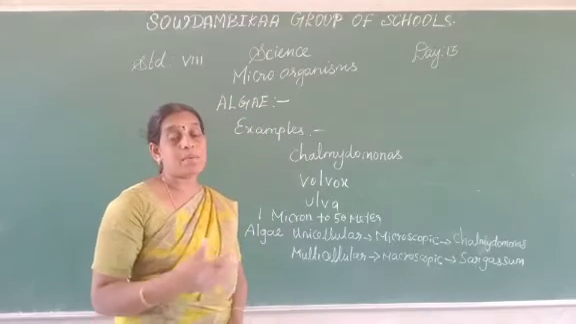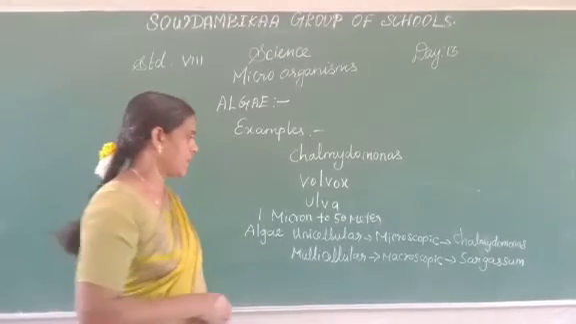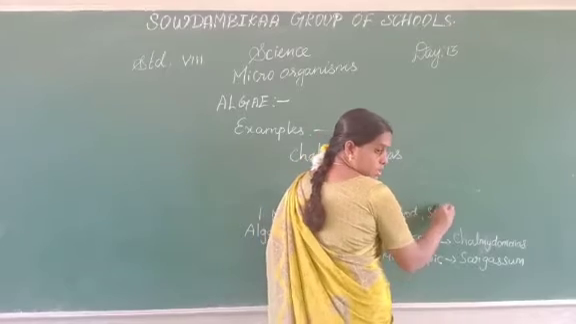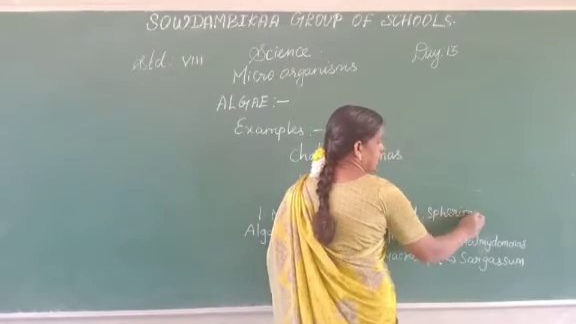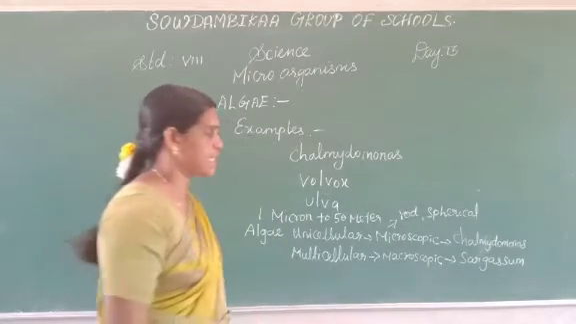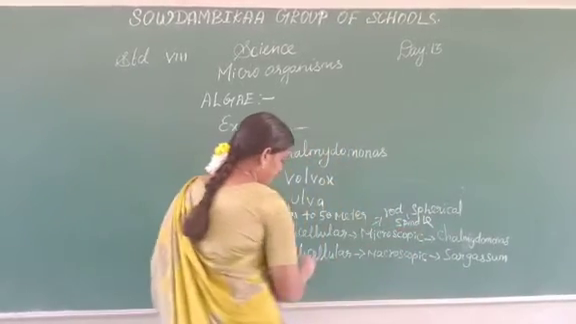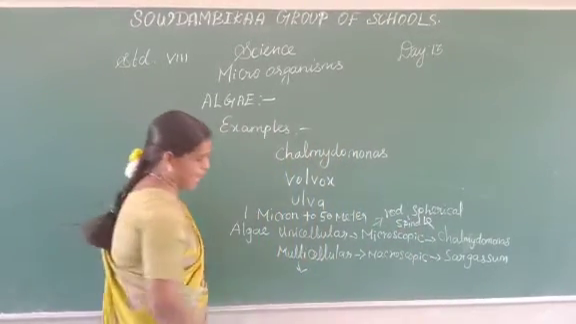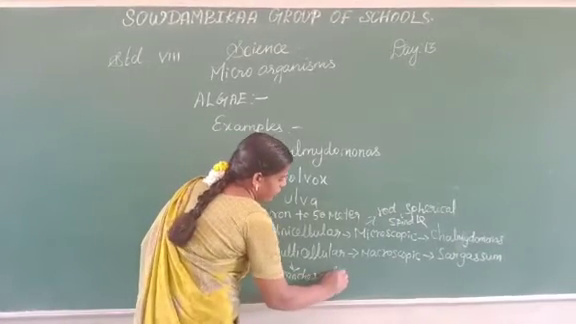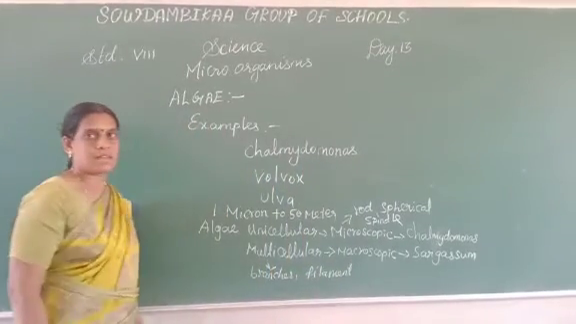Unicellular algae exhibit various shapes like rod, spherical and spindle shape. The multicellular algae are branched and filamentous, like a filament. Yes, all are clear?